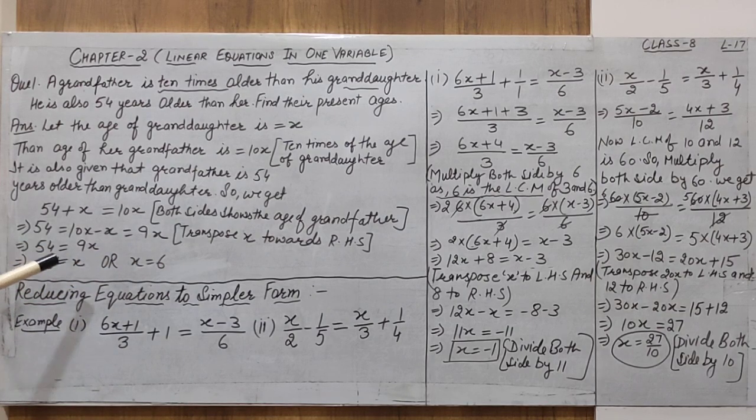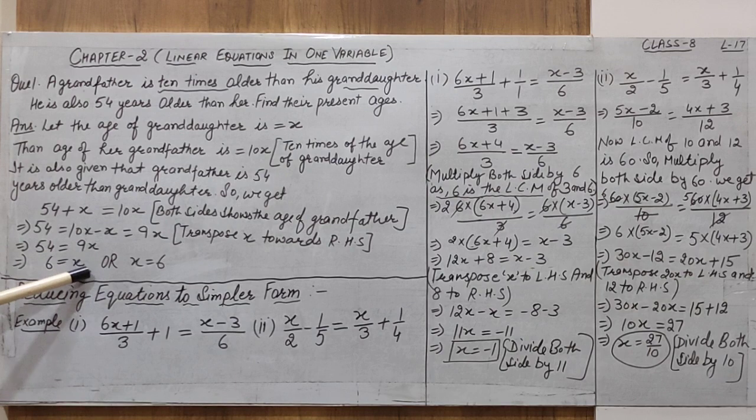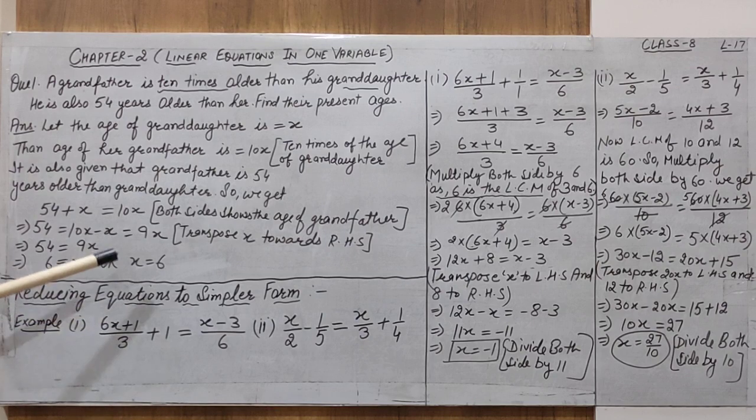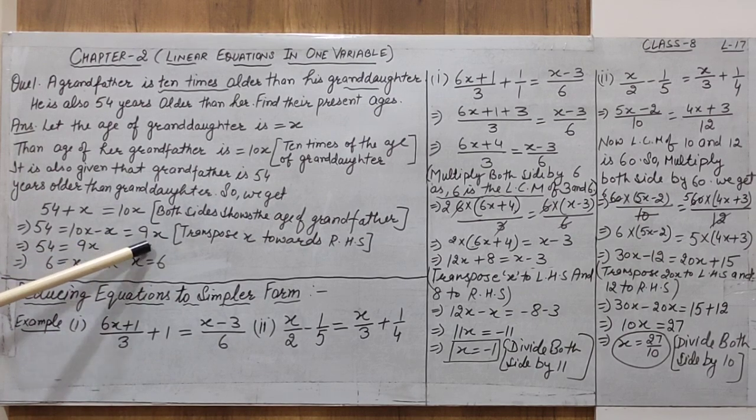You must understand that we have to always transfer x towards the left hand side. We can also transfer x towards the right hand side, depending upon the equation. If we transfer the x towards the left hand side, its sign is negative. So we have to transfer the x so that its value tries to be positive. Maybe negative, but try to be positive. That's why we transfer x towards the right hand side. Because 10x is greater, x can be subtracted from 10x, and we get 9x.